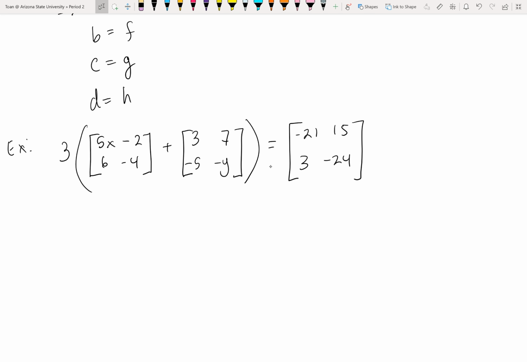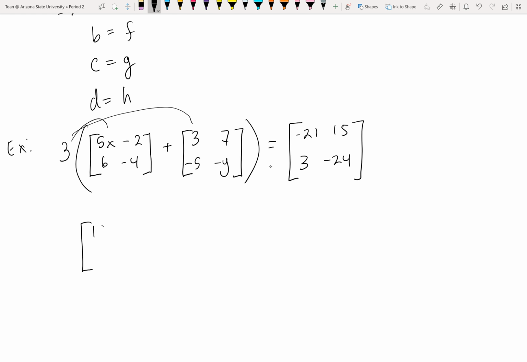So what you want to do is simplify both sides. Now, the right-hand side is already simplified. It's already one matrix. So we're going to perform operations on the left side to condense it down. In regular algebra, you can distribute first, or you can do the parentheses first. It really doesn't matter. I think I'm going to distribute first.